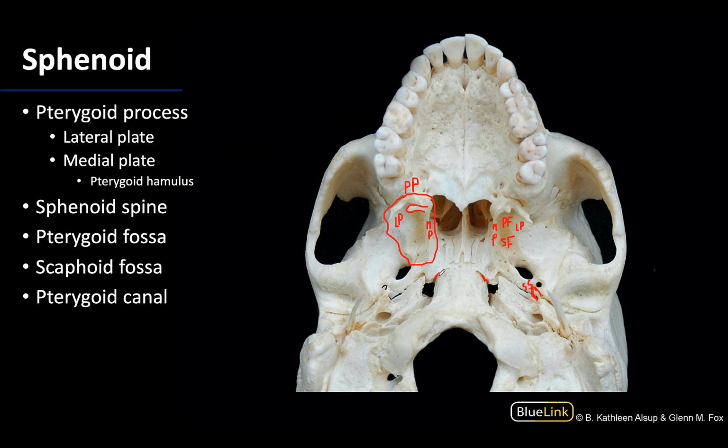This is where the nerve of the pterygoid canal, which is heading for the pterygopalatine ganglion, is going to traverse this region. So that pterygopalatine ganglion is one of the peripheral parasympathetic ganglia.